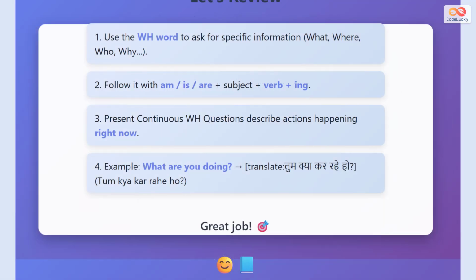Let's quickly review what we learned. Number 1, we begin with a WH word to ask for details about an action. Number 2, we use am, is, or are depending on the subject. Number 3, we use the present continuous form of the verb to talk about actions happening now. For example, what are you doing means asking about an action in progress. Great work learning this structure today.